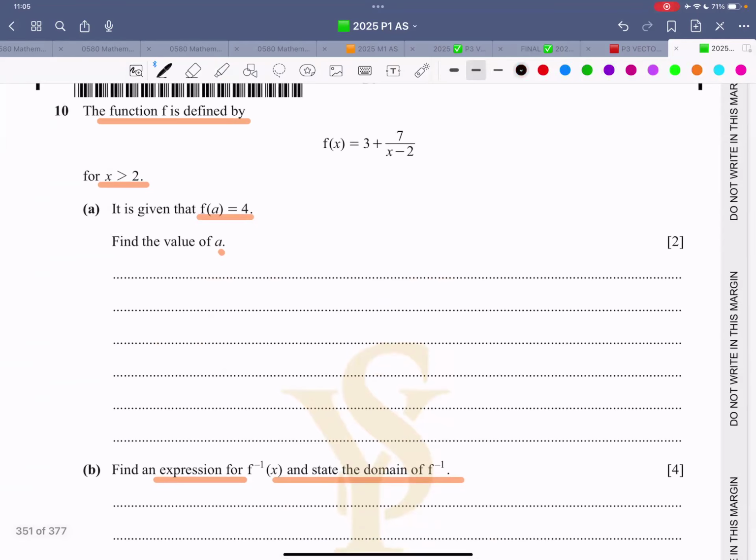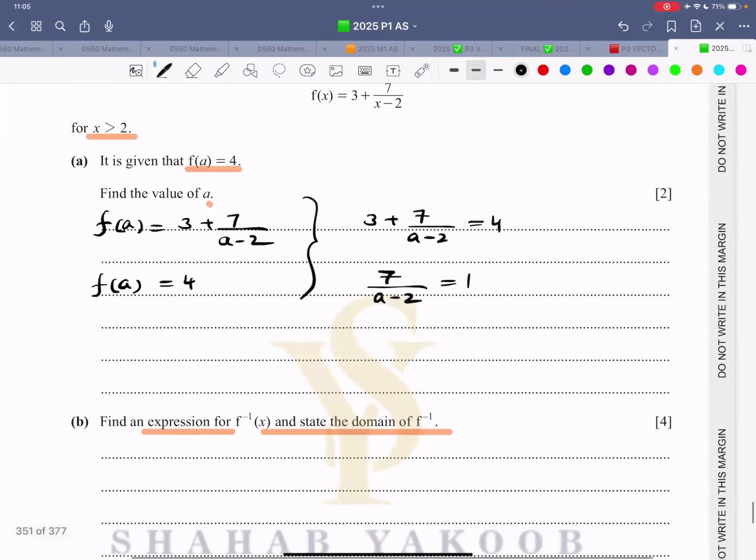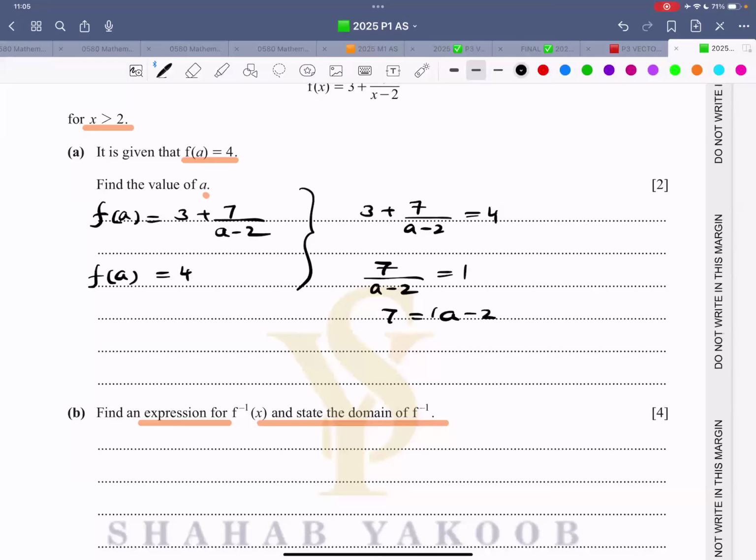So first things first, f of a, that is 3 plus 7 over a minus 2, and f of a is equal to 4. So therefore, 3 plus 7 over a minus 2 is 4. 7 over a minus 2 is 4 minus 3, which is 1. 7 is equal to a minus 2 into 1. Therefore, a comes out to be 9. So that is the first thing, very basic thing.